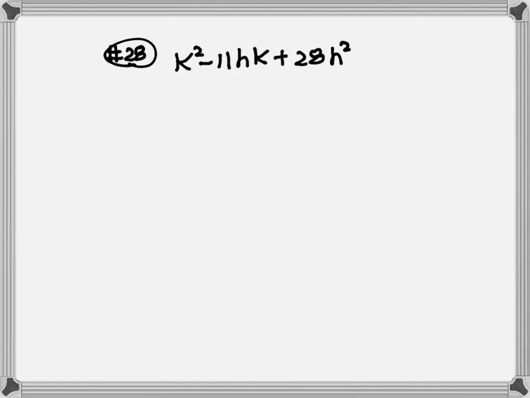Now, let's look at number 28. Number 28, here we have k squared minus 11hk plus 28h squared. Now for this, we're going to use equation number 2, so we're going to use minus and minus. Okay, now let's draw my big X.